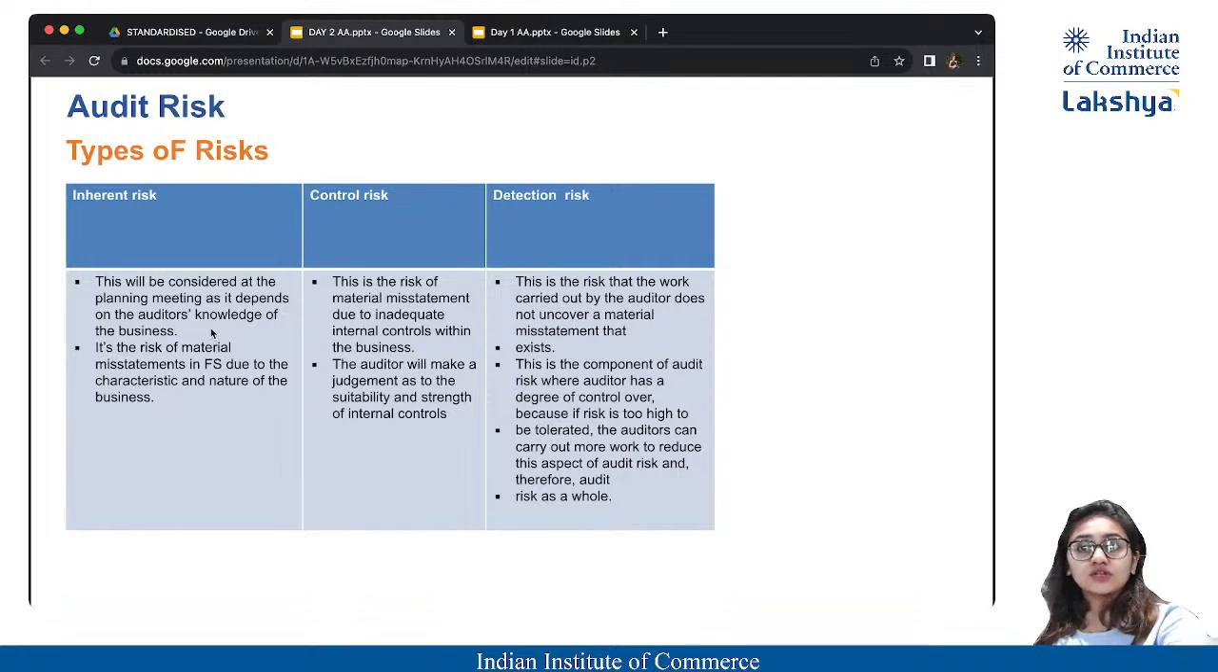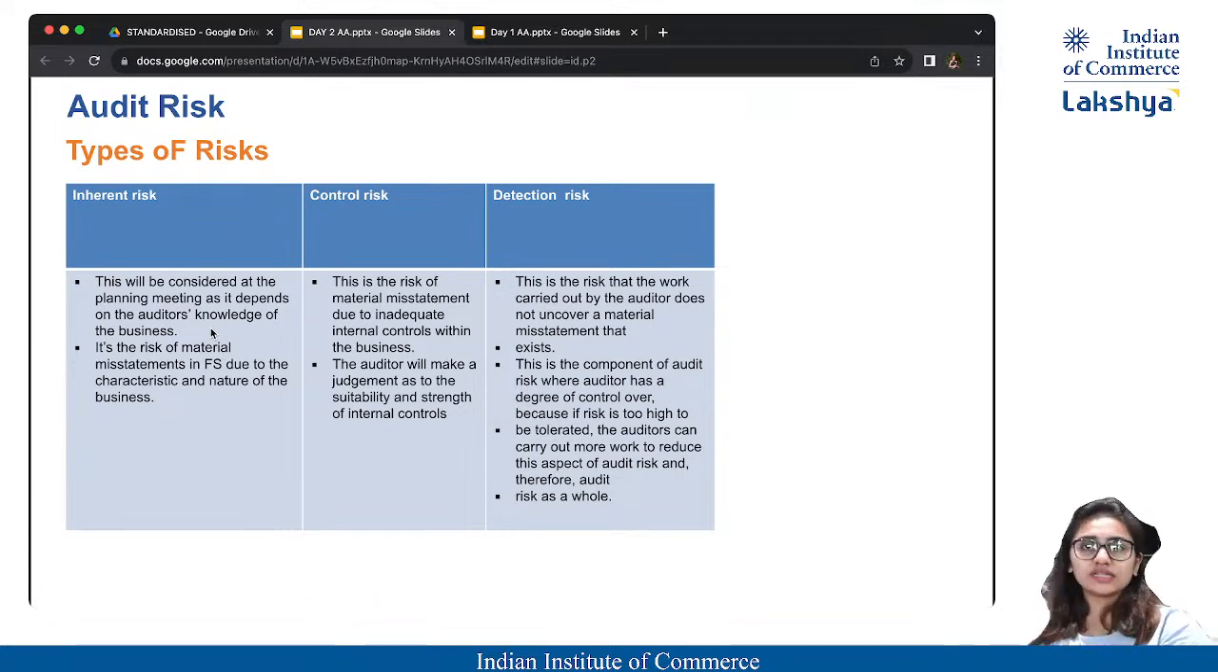Okay. So 3 types of risk we studied: inherent risk, control risk, and detection risk. Okay. Inherent risk is what? That risk is there in the business. You do anything. I gave you 2 examples. One was the sugarcane industry and one was the fashion industry.